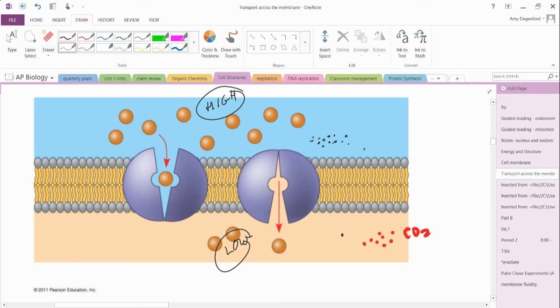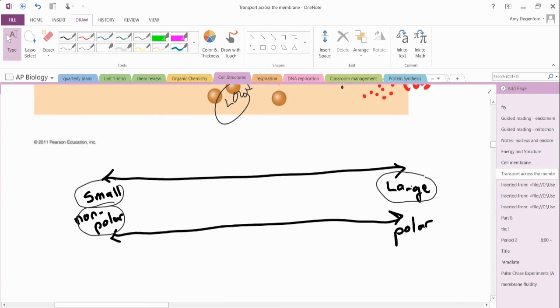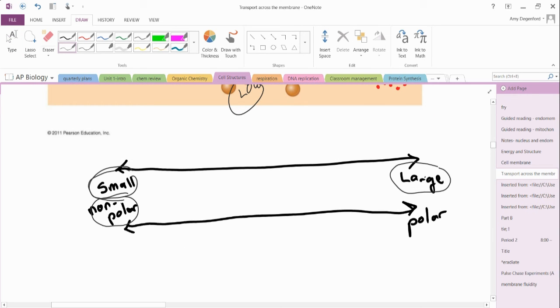Now the key is size and polarity. So a little tiny molecule like this can get through. So what are the rules? Well, the rules are the smaller the molecule, the more nonpolar it is, the easier it is to get through. The larger the molecule, or the more polar it is, the harder it is to go through.